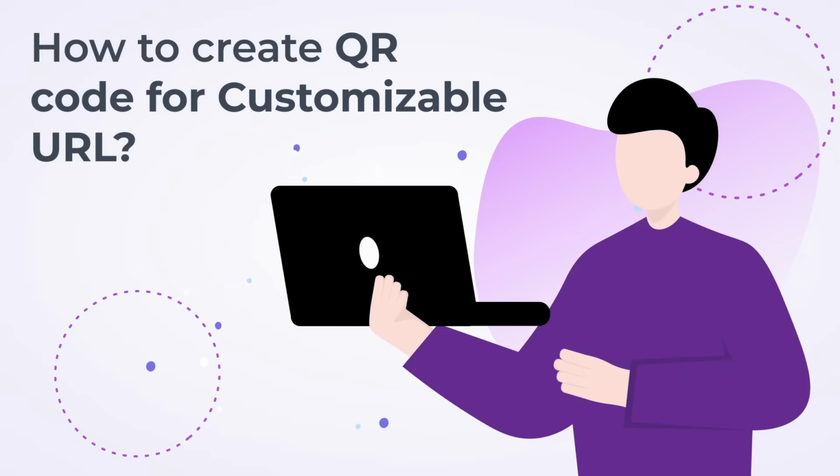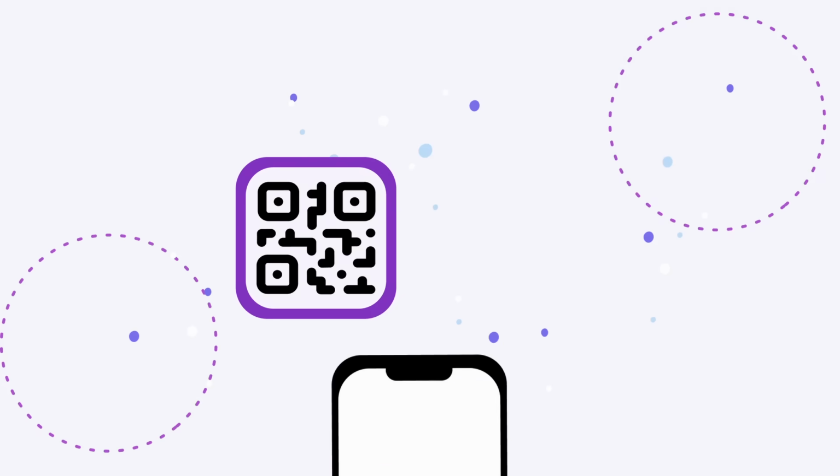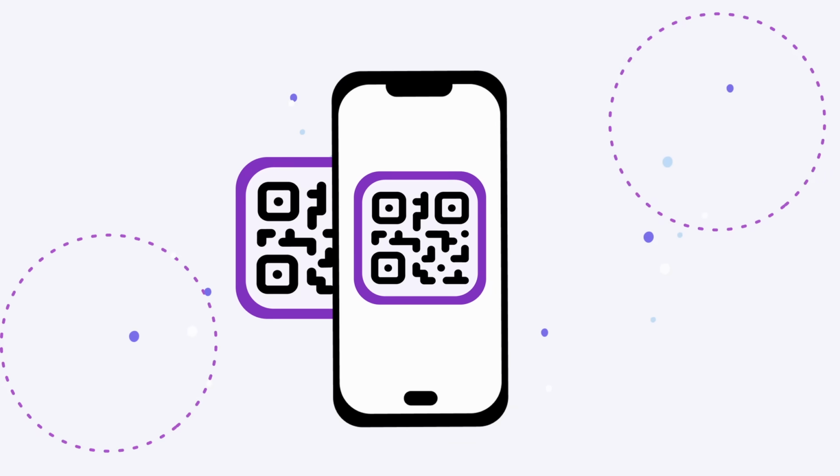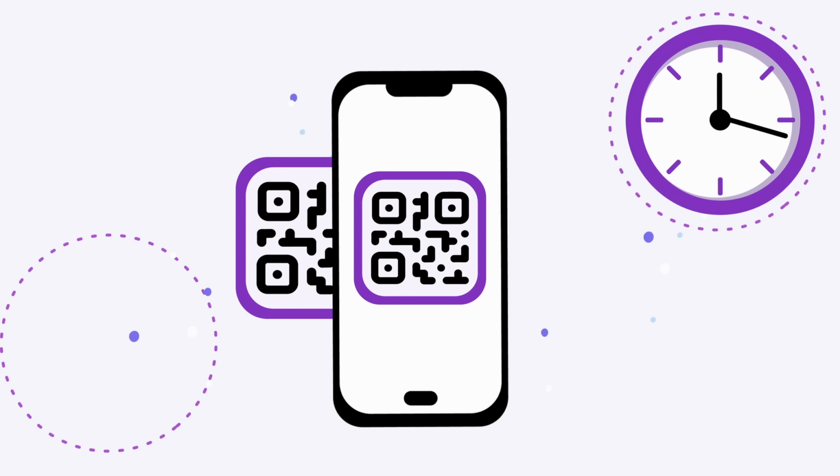How to create QR code for customizable URL? Make QR with different URLs inside. Add the conditions for URL opening. The matching URL will be opened when scanning QR.